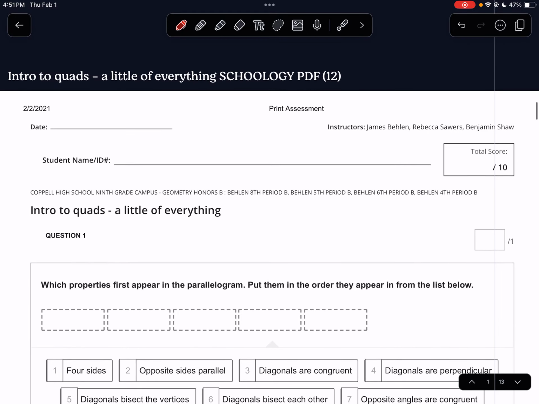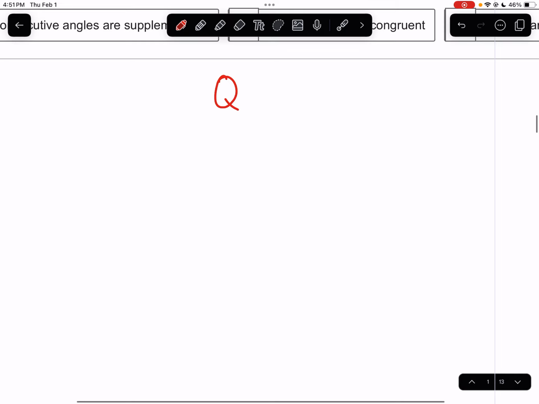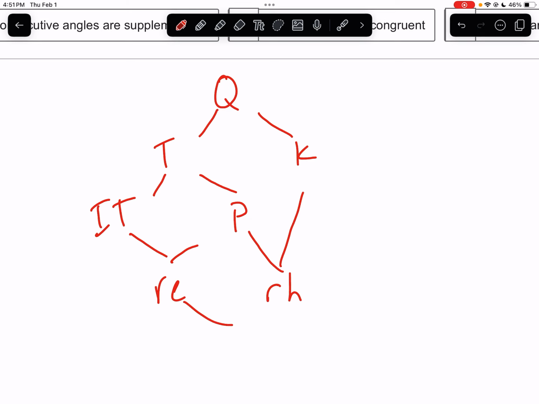Before we even start the question, I'm going to make it in some blank space here. We need to know how to make the tree. We have quadrilaterals lead to trapezoids and kites. Trapezoids lead to isosceles trapezoids and parallelograms. Those two create rectangles. These two create the rhombus. And eventually we get the square.